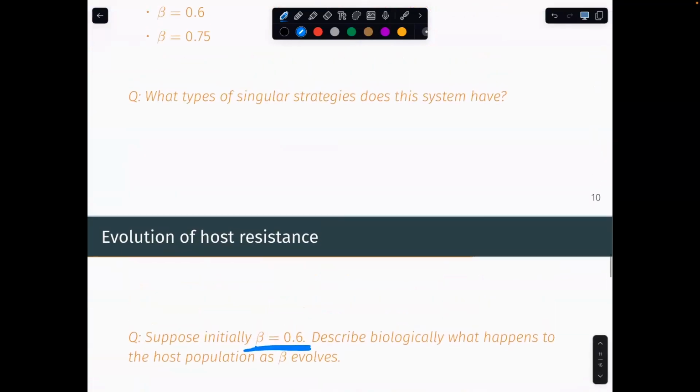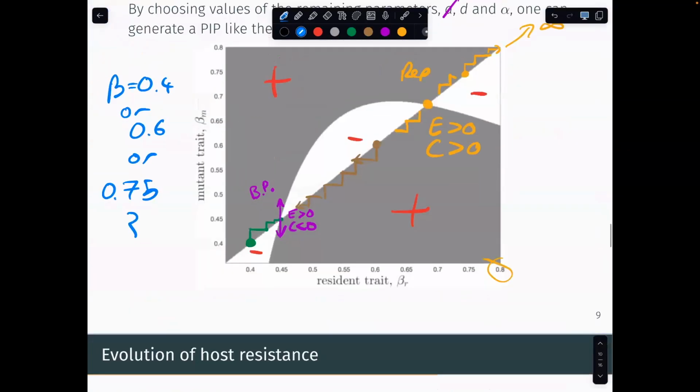So describe what happens if we start off here. Try to describe this to someone who doesn't have a mathematical background, a biologist, so they should understand the biology side of things. How would you describe this? This is the sort of interpretation step of modeling. So again, take a couple of minutes, chat with your partner.